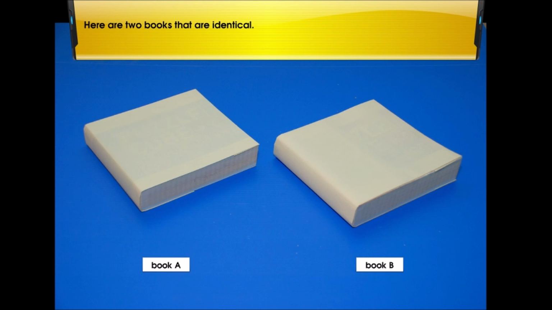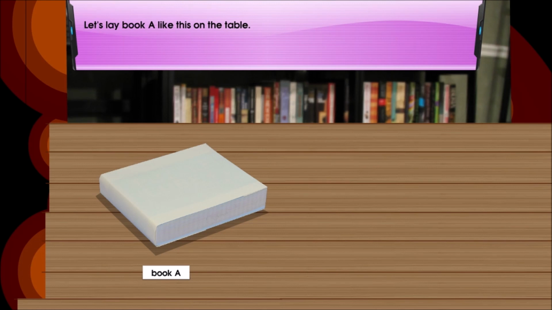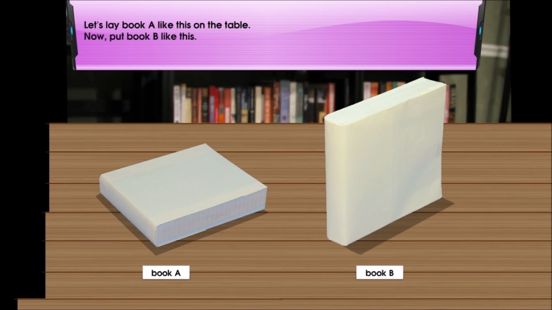Here are two books that are identical, Book A and Book B. Both books have the shape of a cuboid. Both books have a flat base area. Let's lay Book A like this on the table. Now put Book B like this. Which book is more stable now? Click on the correct book.